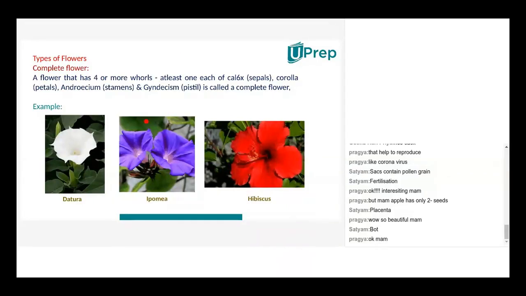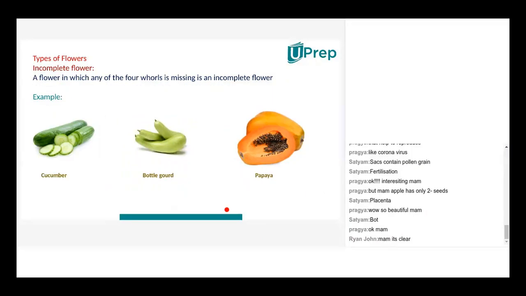Okay. All right. So is complete flower clear to all of you? Please study these. Yes, ma'am. Okay, great. Please keep these examples in mind. Datura, ipomoea, hibiscus, these are all complete flowers. See, the pollen grains are also there. That means stamen is there. And this is the pistil. So it has got both stamen and pistil. Complete flower.